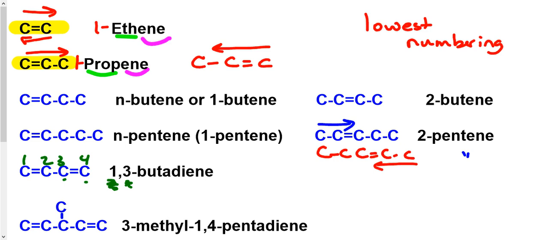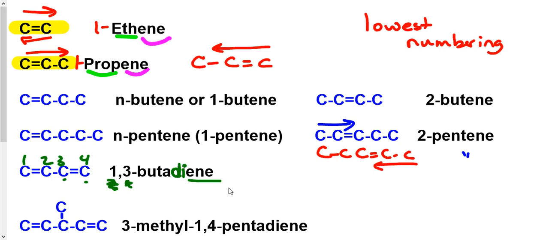This is 1,3-butadiene. The word di or tri always goes immediately in front of the part of the word that's doubled. Since what we have 2 of is 2 double bonds, it's a diene. You would not say dibutene because I don't have 2 butene chains. What I have is 2 double bonds.